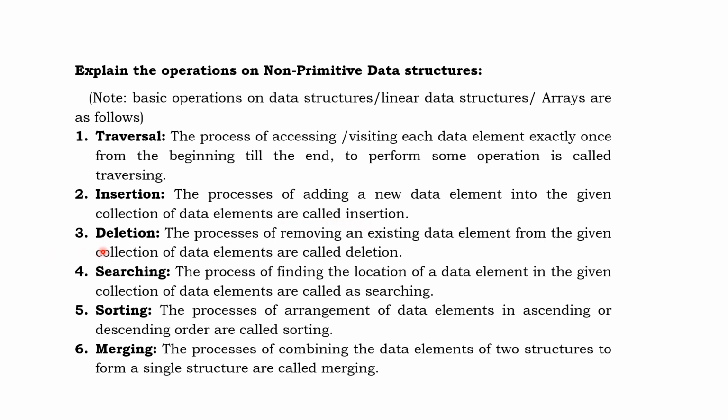Then deletion. It is the process of removing an element from the given collection of data elements. Searching. It is the process of finding the location of a data element in the given list. Sorting. It is the process of arranging elements in ascending or descending order. Merging. It is the process of combining the data elements of two structures into a single structure. Here you have to write a minimum of 5 operations. Please remember each operation carries 1 mark, and these are all possible 1 mark questions also.